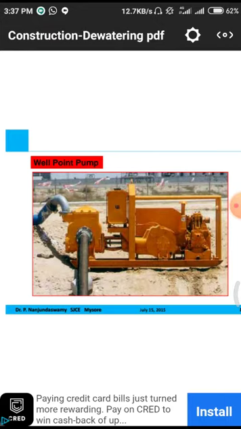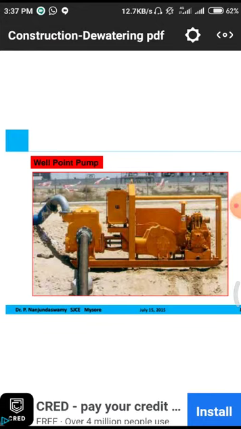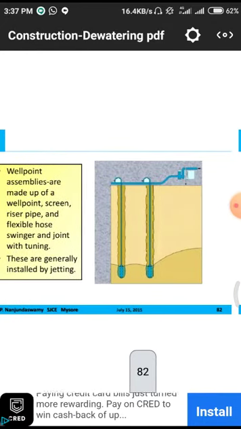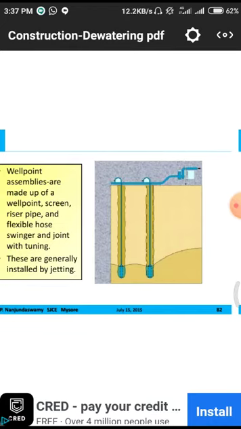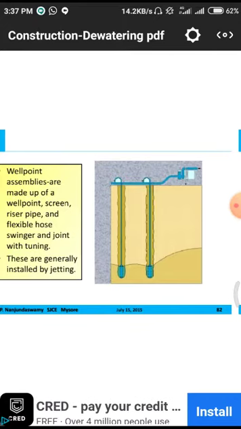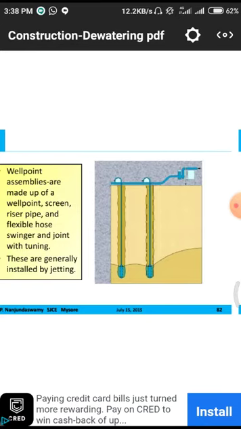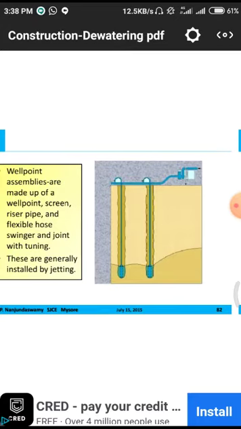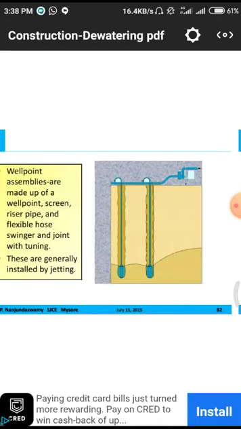Next one, it is a well point pump. It is having two pumps. In this also we have two collecting pumps. First one, well point assemblies are made up of a well point screen, riser pumps, and a flexible hose swinger and a joint with a turning. These are generally installed by jetting.